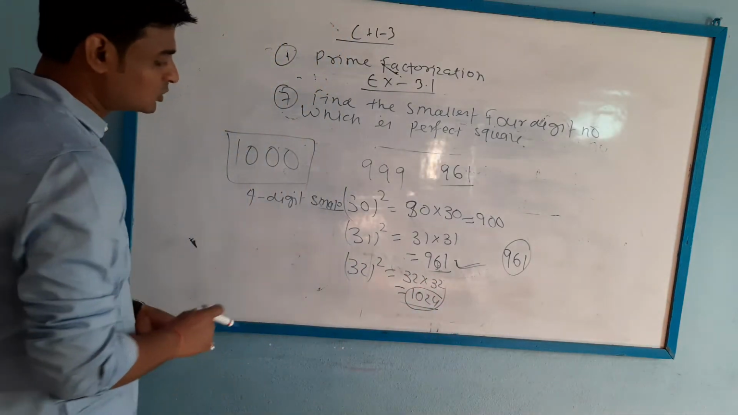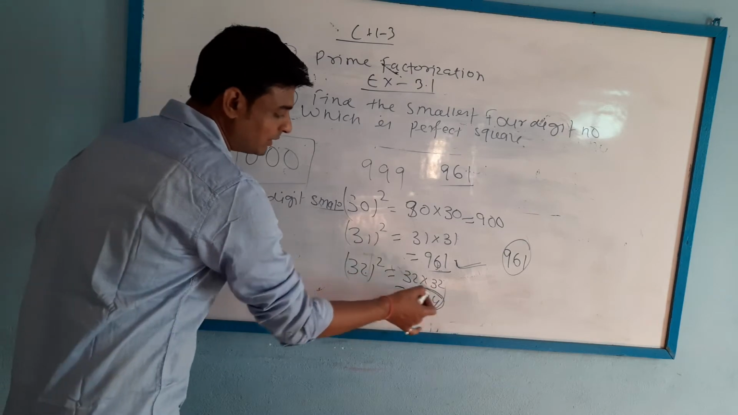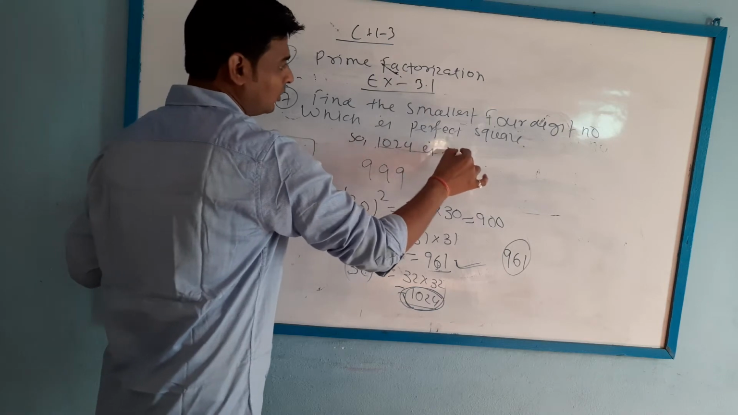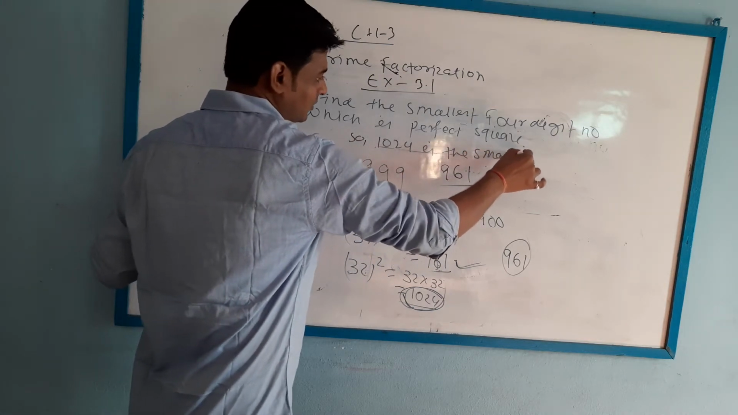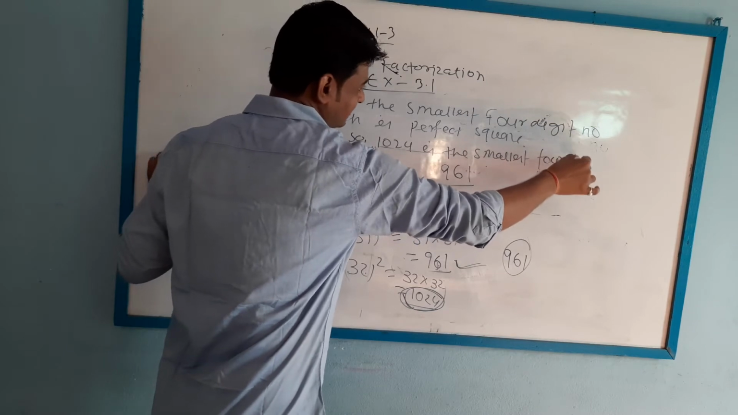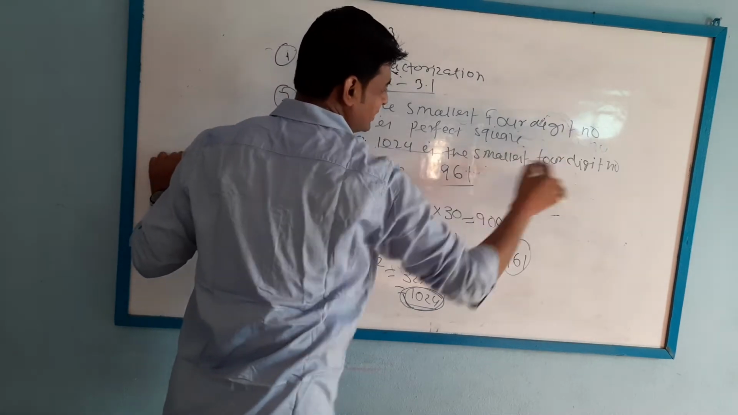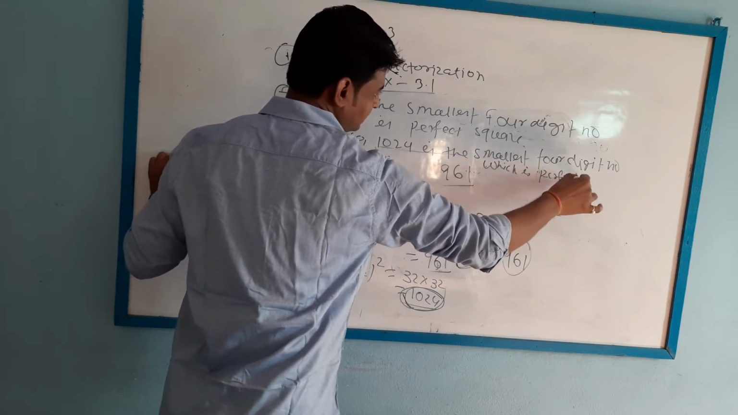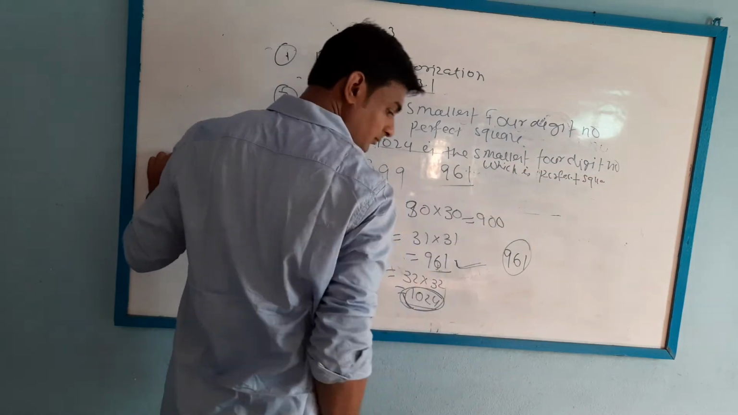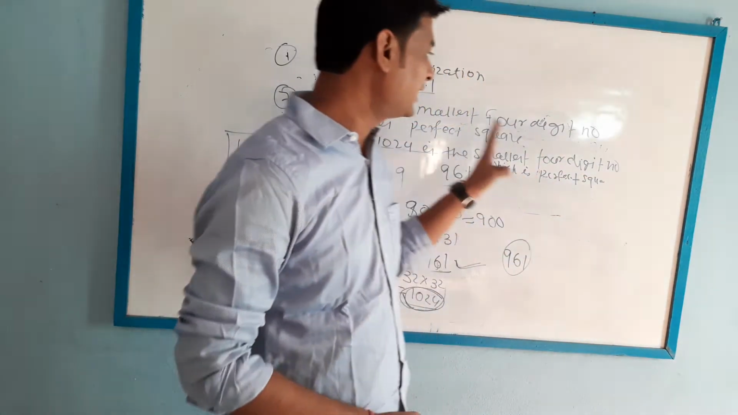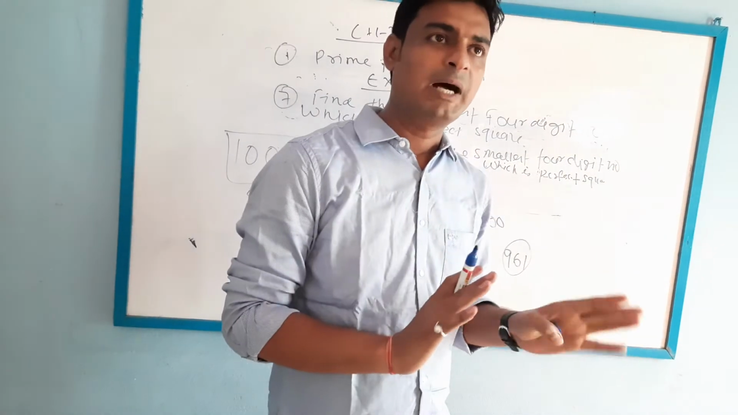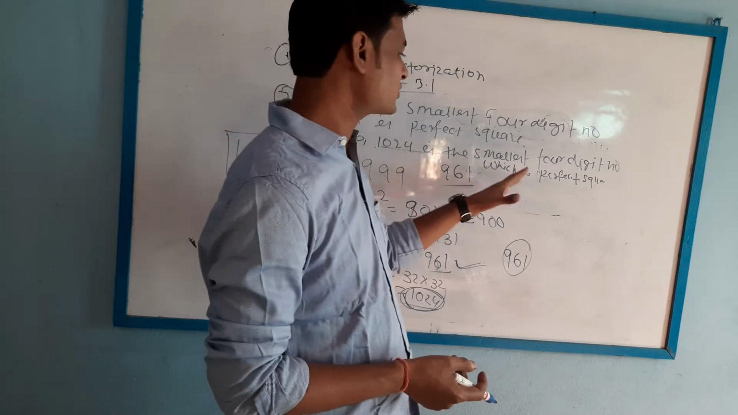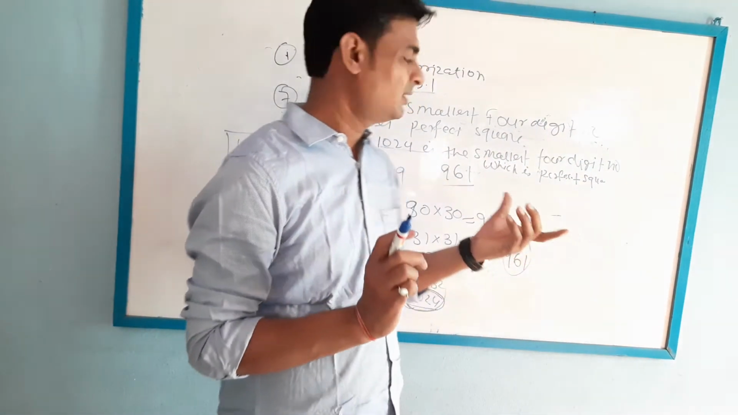So here look, the square of 32 is 1024, so 1024 is the smallest 4-digit number which is a perfect square. So this is the basic idea, by using prime factorization. This type of question is generally based on your IQ, means common sense.